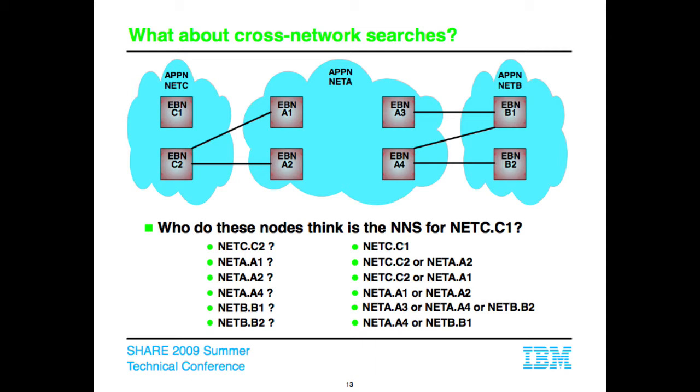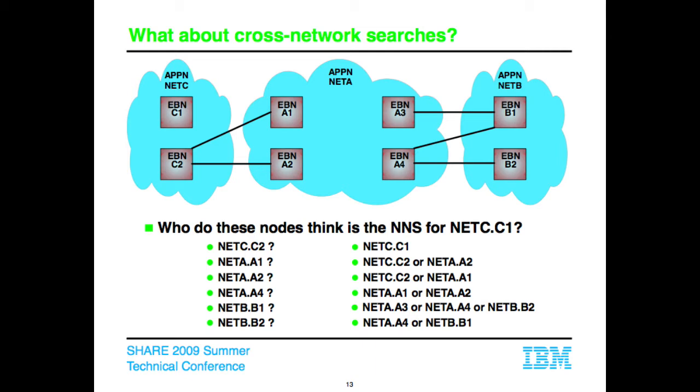But it's also possible that the link from A1 to C2 goes down. And if that's the case, A1 could actually send a search down to A2 and then over to C2 and back up again. And if this is the case, A1 would see A2 as the network node server for the resources on NETC.C1. So the answer for this one is that either C2 or A2 could be the network node server for the resources on C1 from A1's perspective.